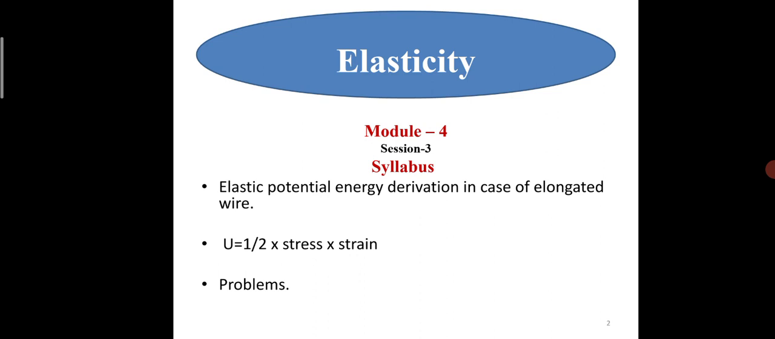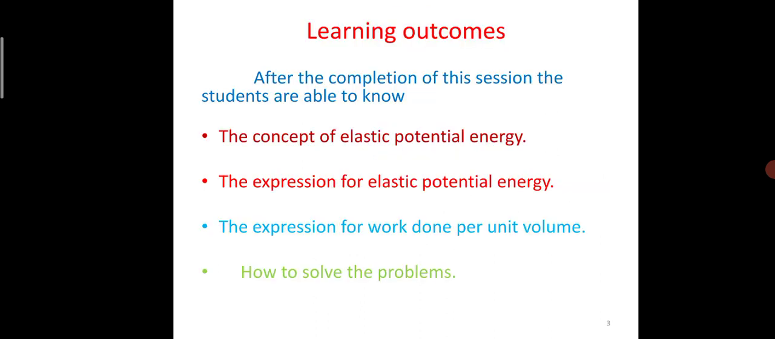The syllabus of this session is elastic potential energy derivation in case of an elongated wire, to derive U is equal to half of stress into strain, and to discuss the problems. After the completion of this session, the students will be able to know the concept of elastic potential energy, the expression for elastic potential energy, the expression for work done per unit volume, and how to solve the problems.